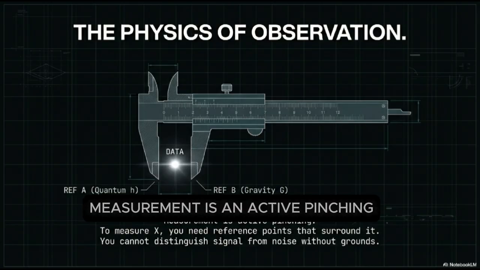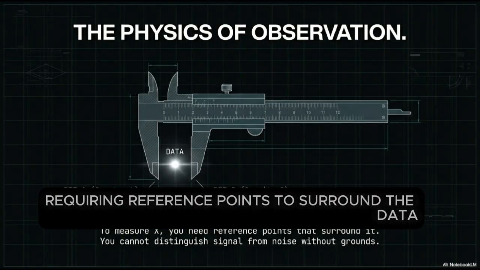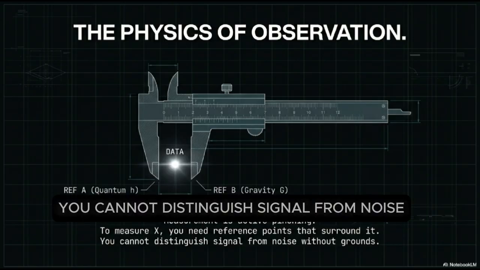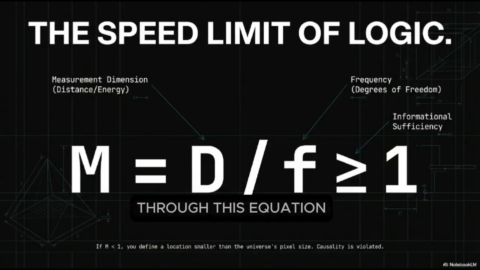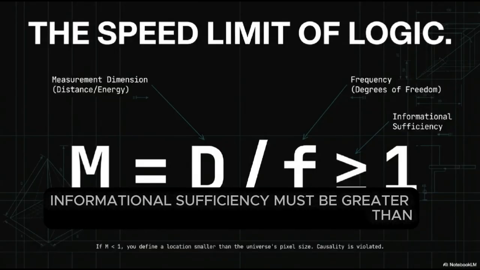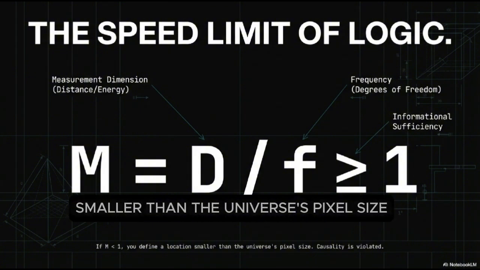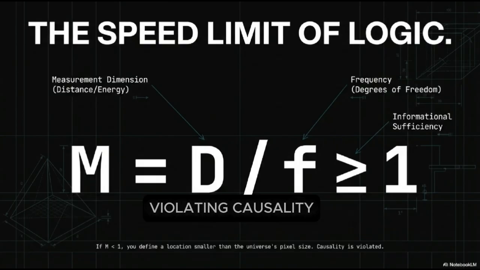Measurement is an active pinching, requiring reference points to surround the data. Without grounds, you cannot distinguish signal from noise. We address the speed limit of logic through this equation. Informational sufficiency must be greater than or equal to 1. If m is less than 1, you define a location smaller than the universe's pixel size, violating causality.